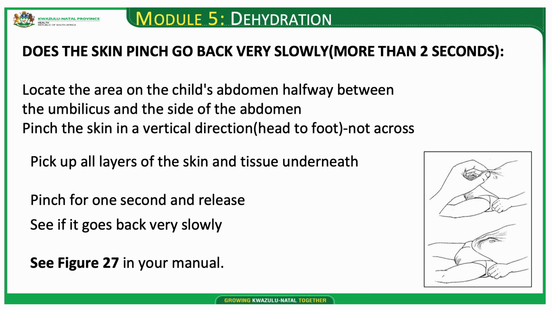The next sign is, does the skin pinch go back very slowly? So it's important how we do the skin pinch. You need to locate the area on the child's abdomen halfway between the umbilicus and the side of the abdomen. Pinch the skin in a vertical direction, in other words from head to foot, and not across. Pick up all layers of the skin and the tissue underneath. Pinch it for 1 second and then release. See if it goes back slowly.